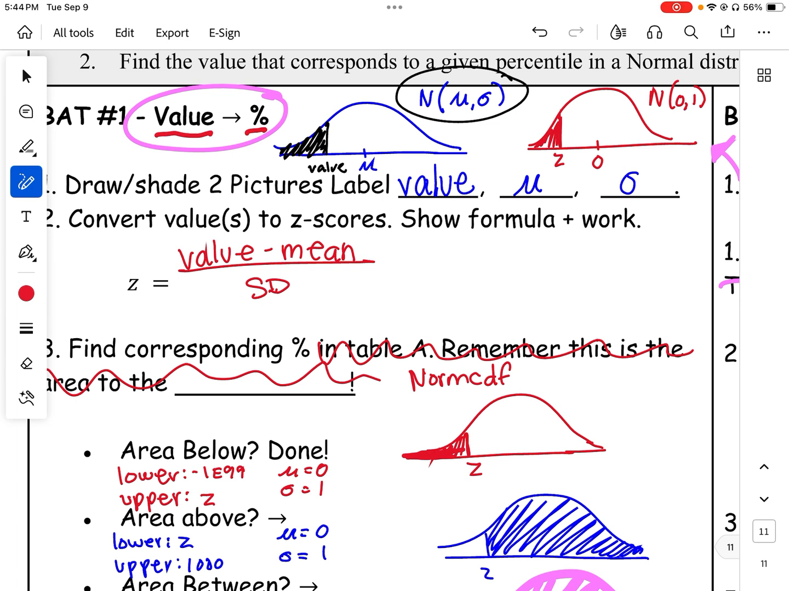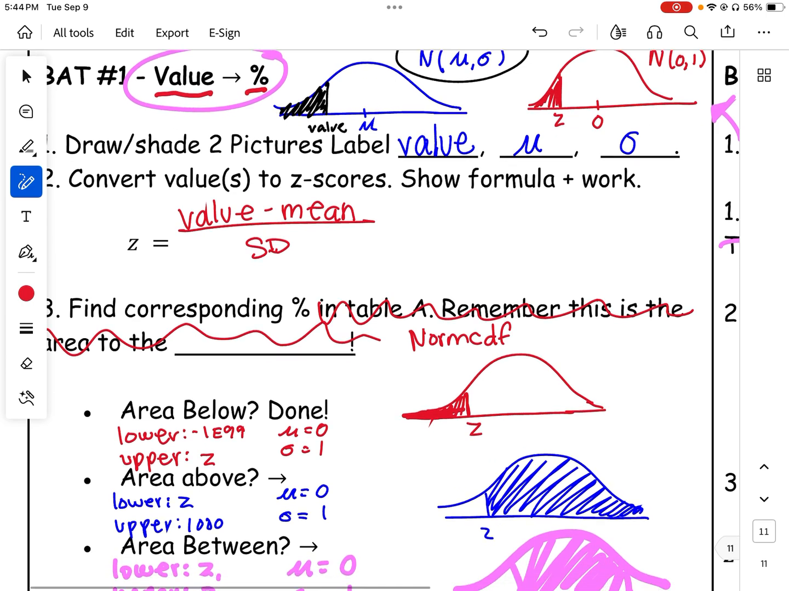Now in blue we are finding the area above. You shade above, and then your lower value is z. Upper value, you could put it at 1,000 because it goes on and on forever, but you don't need to do huge numbers if you don't need to. And then mean is 0 and sigma is 1.